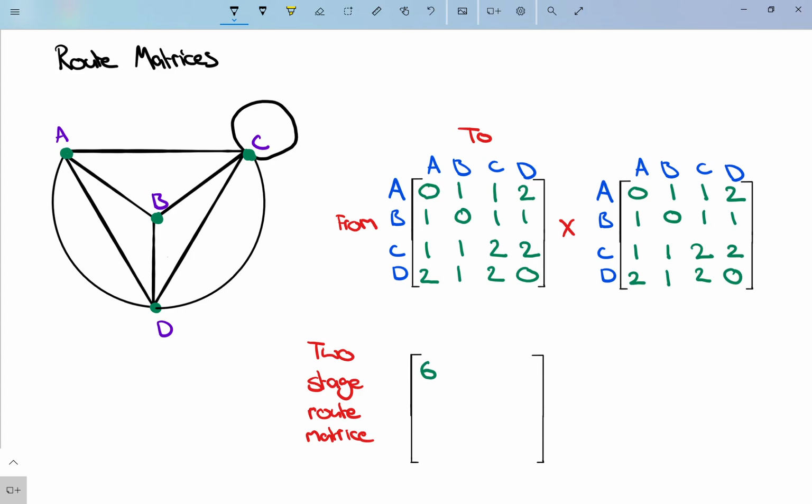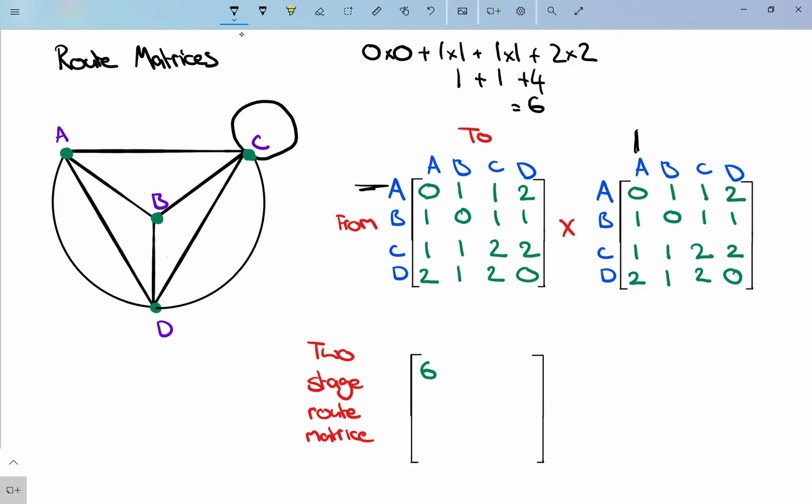So that first one will be timesing this row here by this column here. So it'll be 0 times 0 plus 1 times 1 plus 1 times 1 plus 2 times 2. So simplify that, 1 plus 1 plus 4. And wouldn't you know that it equals 6, which was exactly what we got when we did it the longer, more complicated way.